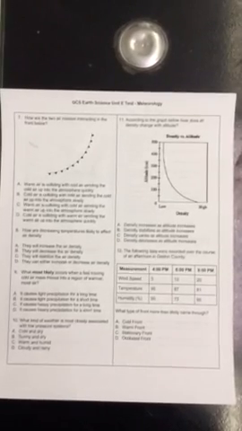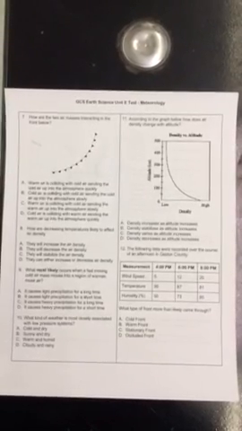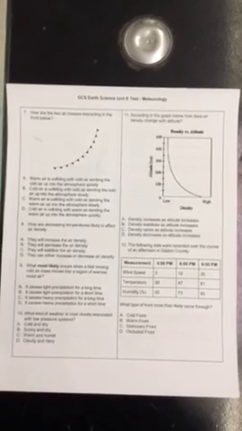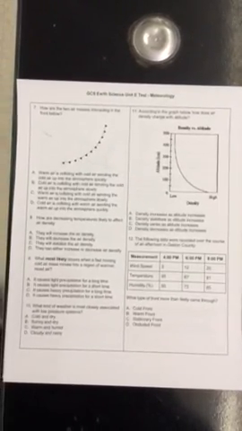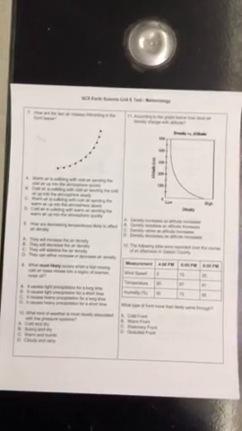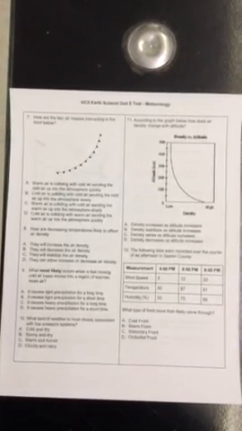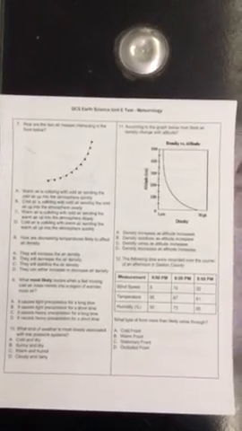Number 12, the following data was recorded over the course of an afternoon in Gaston County. What type of front more than likely came from? A, cold, B, warm, C, stationary, D, occluded. Page 3.